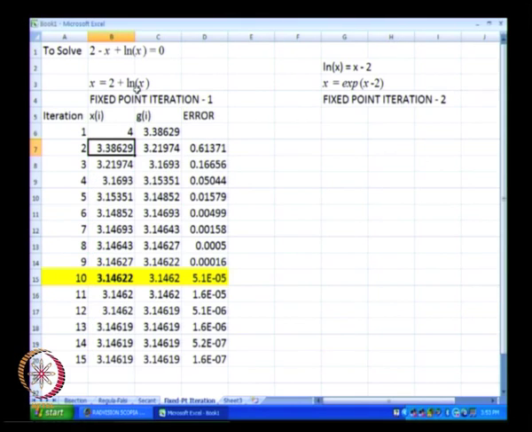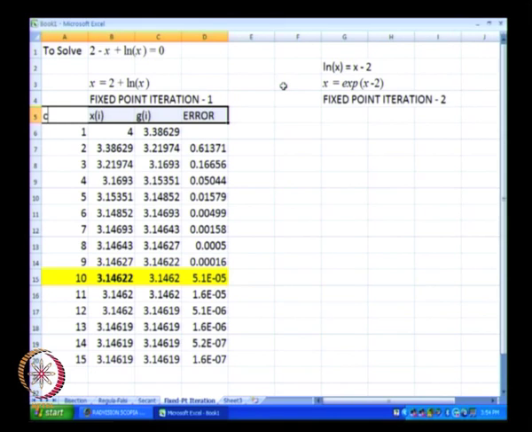We started off with the initial guess of x_i equal to 4, and with the guess of x_i equal to 4 we get the convergence in 10 iterations. So that was the fixed point iteration number 1 using x equal to g of x written like this.